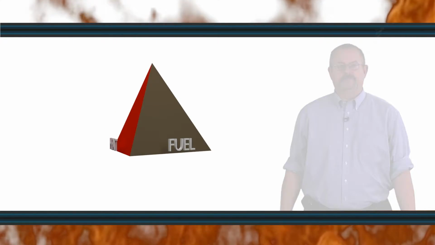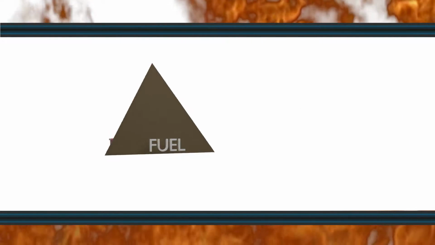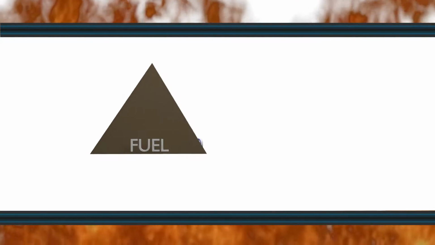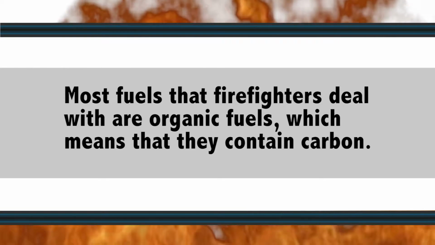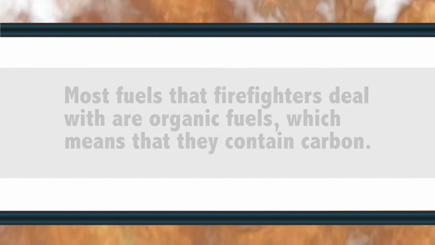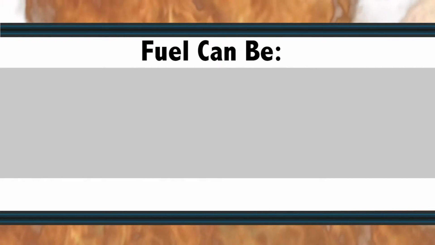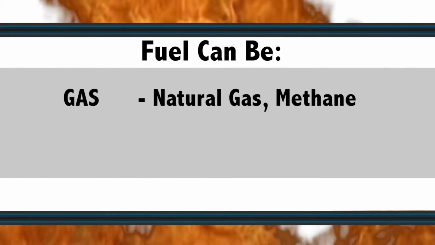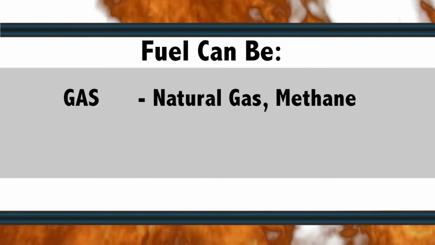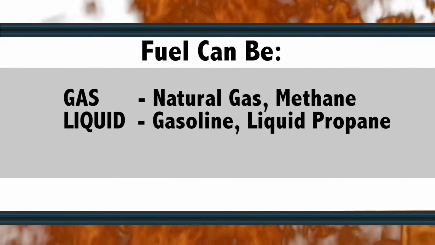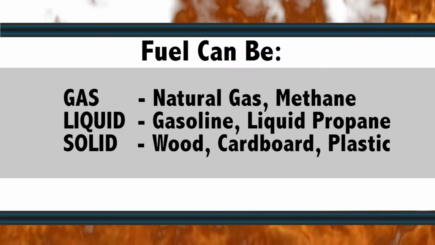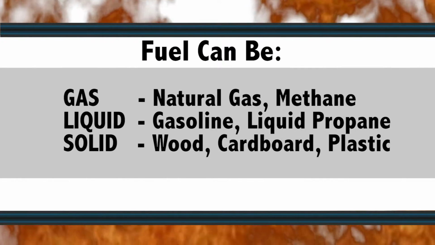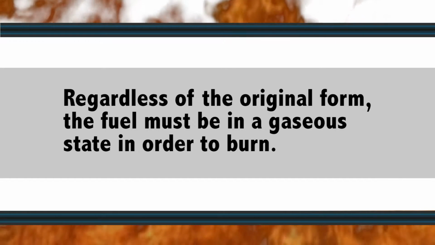Let's take a closer look at the fuel component of the fire tetrahedron. For the most part, fuels that firefighters deal with are organic. In other words, they contain carbon. There are also inorganic fuels such as combustible metals like magnesium, but today we'll be focusing on the organic-based fuels. Fuel comes in many forms. It can be gaseous, such as the methane or natural gas that heats many of our homes. It can be a liquid, such as gasoline or liquid propane, or it can be a solid, such as wood, cardboard, or plastic. As we mentioned, this fuel must be in a gaseous state in order to mix with oxygen and heat, thus allowing it to ignite.